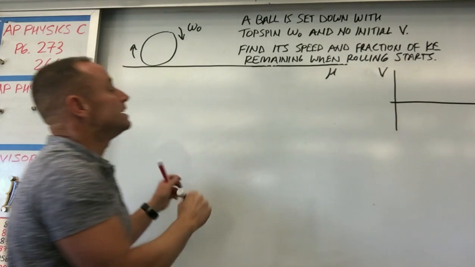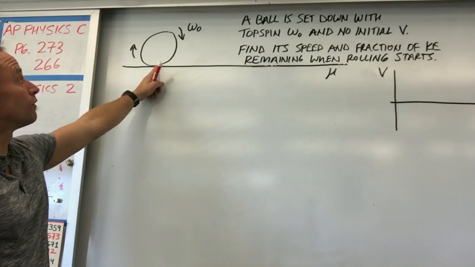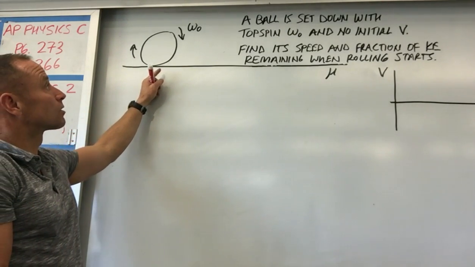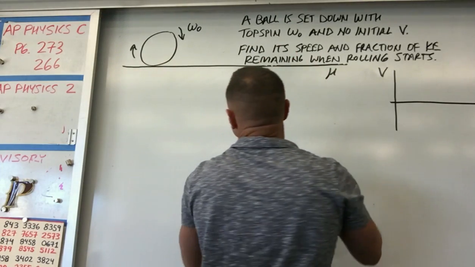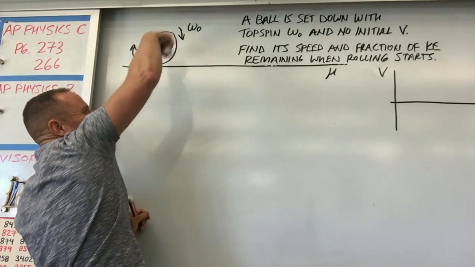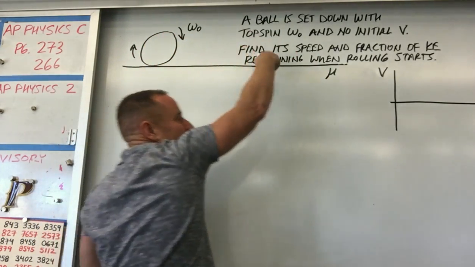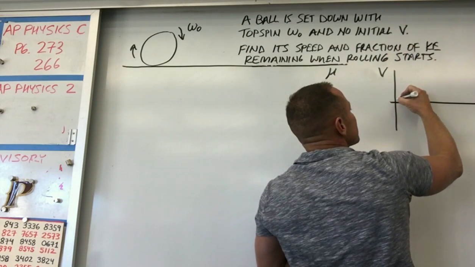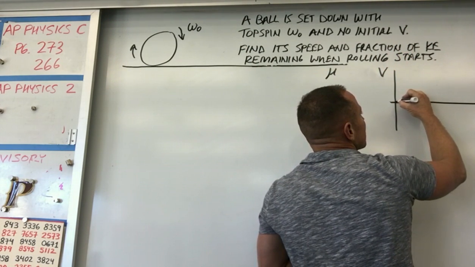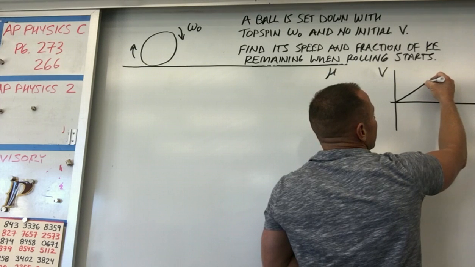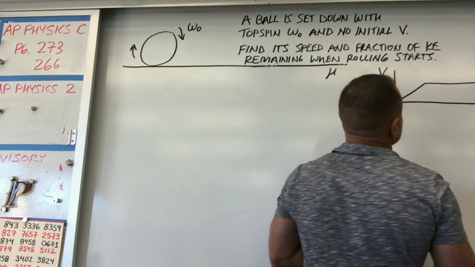So the velocity, well, it starts with no velocity, and the velocity is just going to grow and grow and grow until eventually the rolling sets in, right? Because it's going to kind of grab the ground and peel out, and then eventually the rolling will set in. So the linear velocity is just going to grow and grow and grow, and then rolling is going to set in. It's going to go like this.